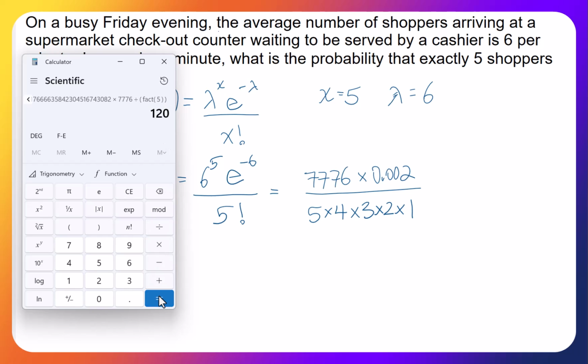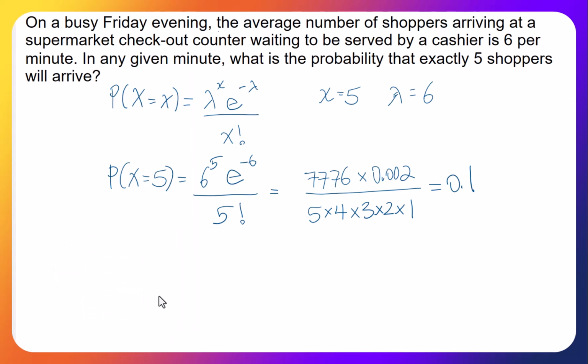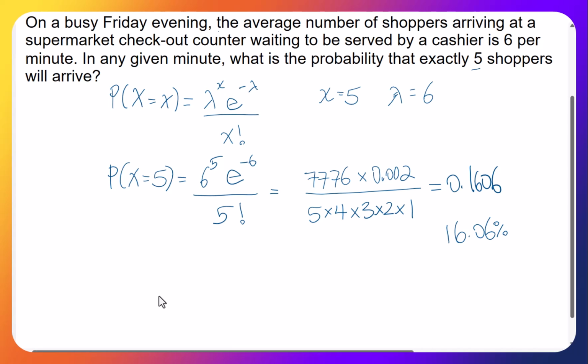Okay, and hit equals, and there we go, 0.1606 is our final answer. Or roughly, that is a 16.06% chance that there will be exactly 5 shoppers at any given minute that arrive at the till and are waiting to be served. Thanks for watching.